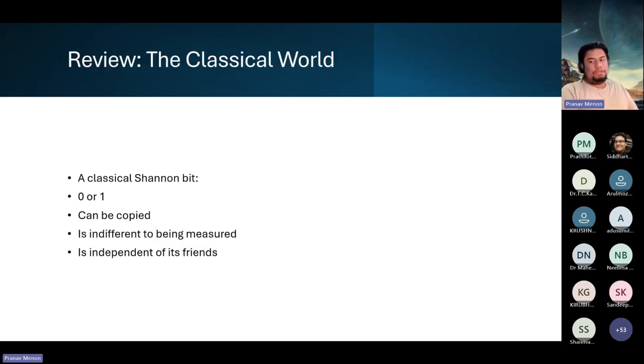Coming to this slide, as all of us know, the Shannon bit, that is the zeros and ones in the classical computing world, can easily be imitated as a zero or a one without disturbing its state.